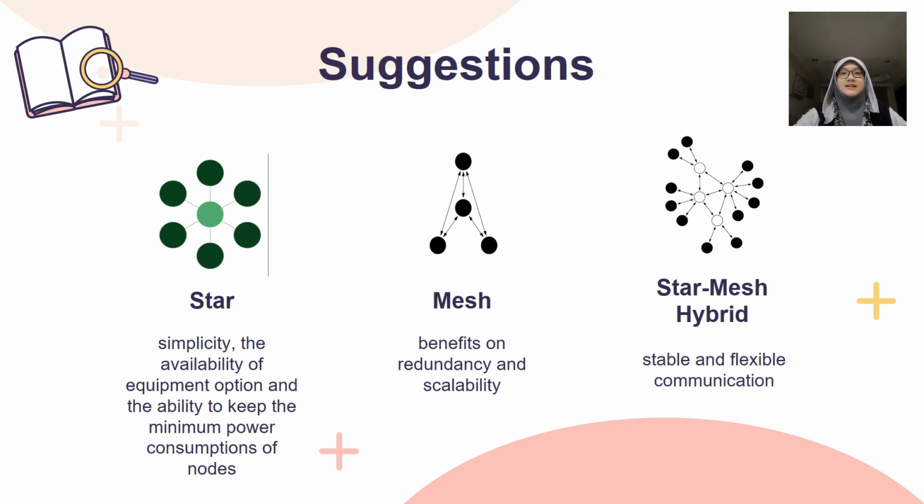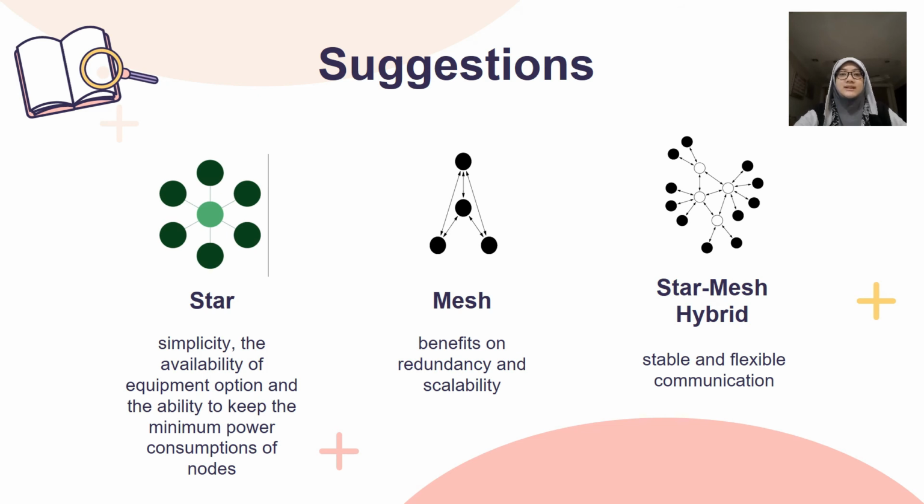On top of that, the common topology used is a hybrid star mesh network that provides a stable and flexible communication while retaining the ability to keep the power usage of wireless sensor nodes to a minimum. Since it combines two network topologies, it is stable for large network requirements and allows nodes to forward messages from one node to another.